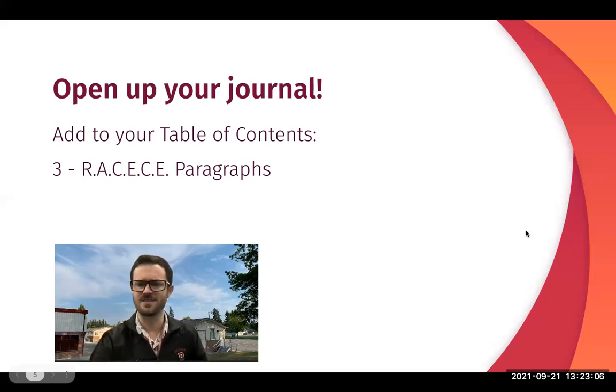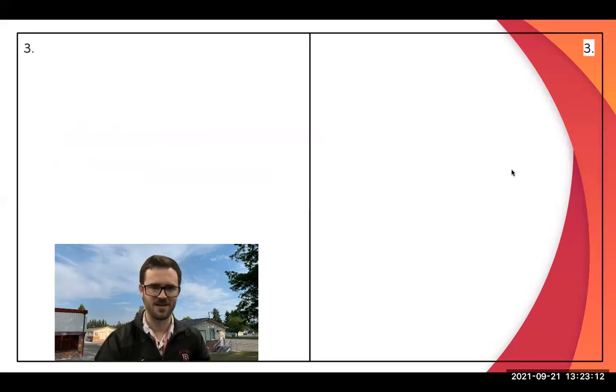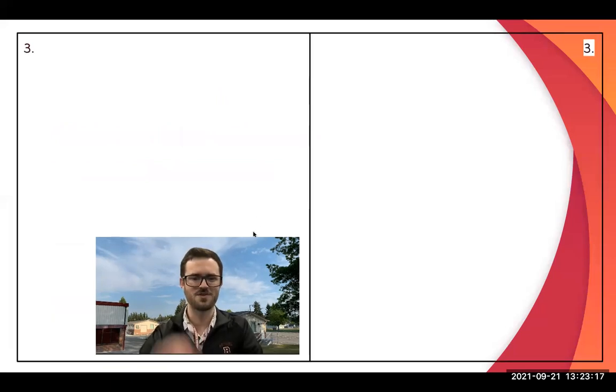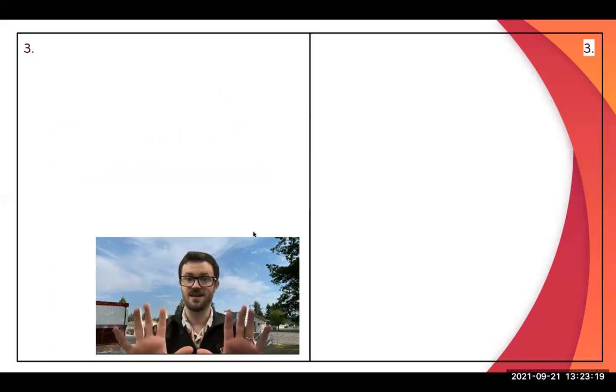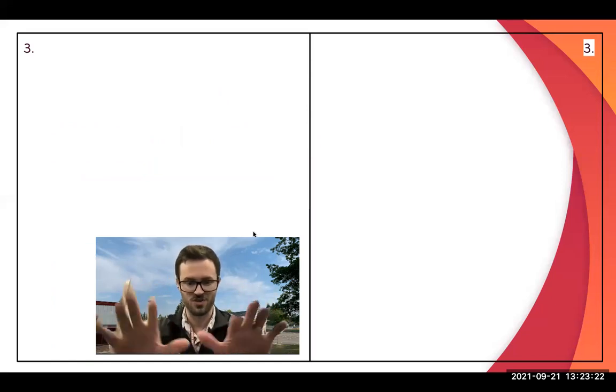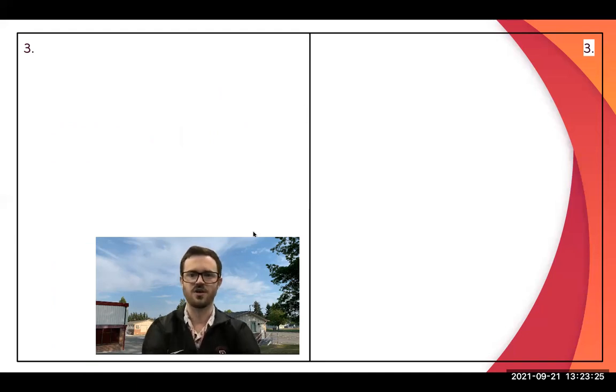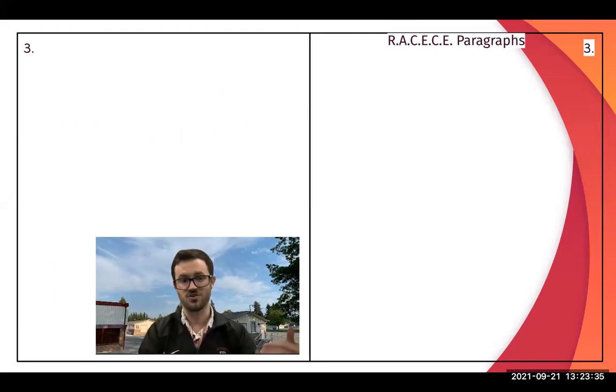After you add this to your table of contents, of course, the next step is to open your journal to the next blank page. Looks like this, as always. So you'll remember, of course, that the left side and right side are the same on the screen as they are in front of you. So you can see that we are going to start on our right side here today because we are taking notes. And whenever we take notes, that always goes on the right side. That's the teacher input side. That's when I give you the information. So RACECE paragraphs is your title.